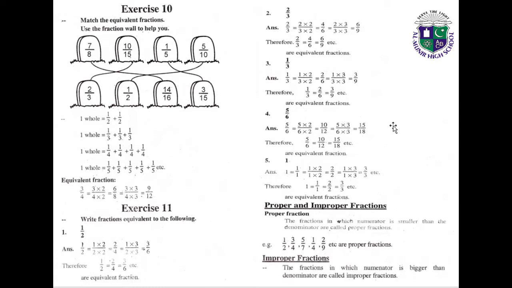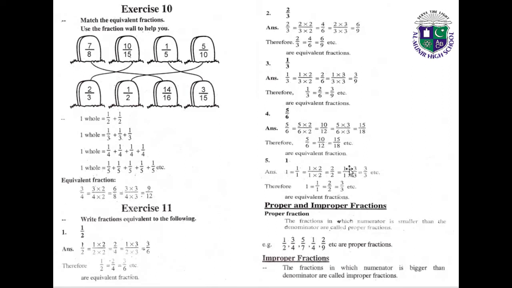Question number 4: 5 over 6, 5 multiplied by 2, 6 multiplied by 2: 5 twos are 10, 6 twos are 12. 10 over 12. 5 multiplied by 3, 6 multiplied by 3: 5 threes are 15, 6 threes are 18. 5 over 6 equals 10 over 12 equals 15 over 18, etc. are equivalent fractions.